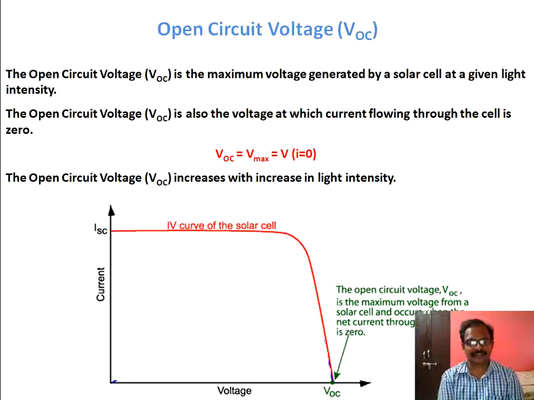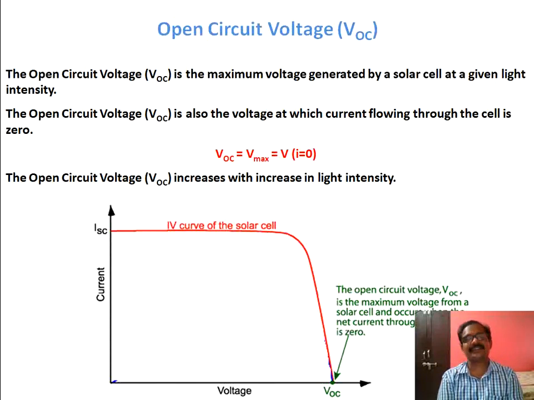From the IV characteristics, the point where the IV characteristics touches the voltage axis is known as the open circuit voltage. This open circuit voltage is defined as the maximum voltage generated by a solar cell when the current flowing through the device or the solar cell is 0. That is, VOC is equal to Vmax.